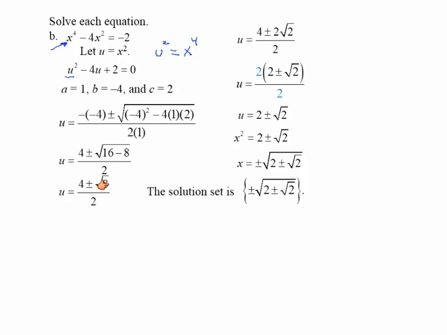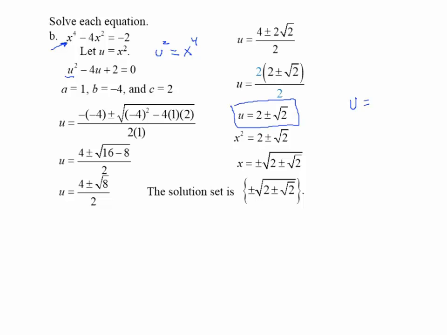which would be 8, over 2. I can reduce 8 to 4 and 2. Part of 8 is perfectly squared, so it would be 2 radical 2 here. You'll notice that each term here is a factor of 2, so I can divide each term by 2, or factor a 2 at the top of the fraction and reduce that with what we have at the bottom of the fraction. So you get u is equal to 2 plus and minus radical 2. Remember, we're not solving for u, we're solving for x. So then we have to go back to our original assumptions. Now I find u.